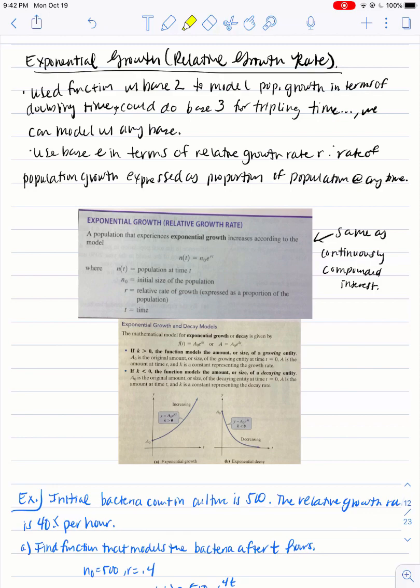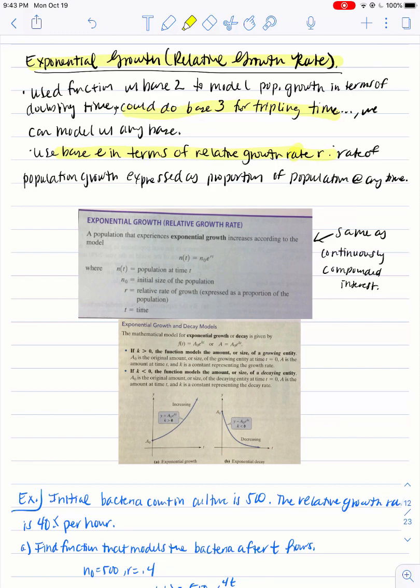All right, now I'm going to go over exponential growth, relative growth rate. Before, we used a function with base 2 to model the population growth in terms of doubling time. We could really use any base. We could do base 3 for tripling time. We usually use base e in terms of relative growth rate r, the rate of population growth expressed as a proportion of population at any time.